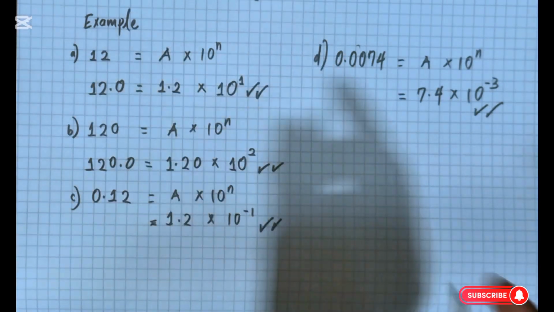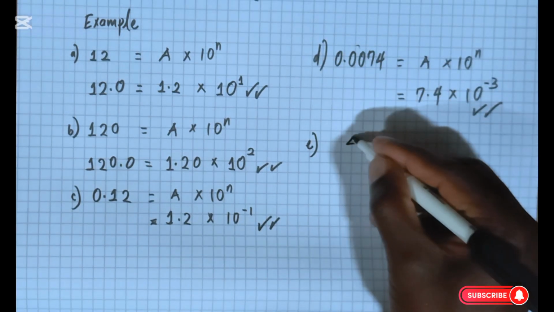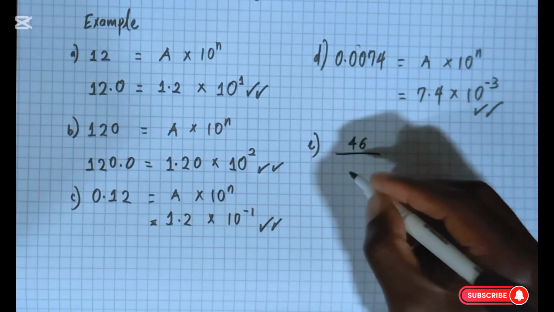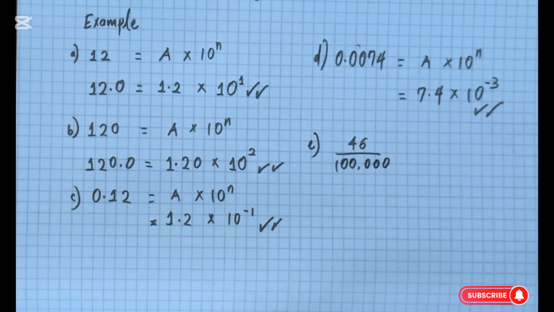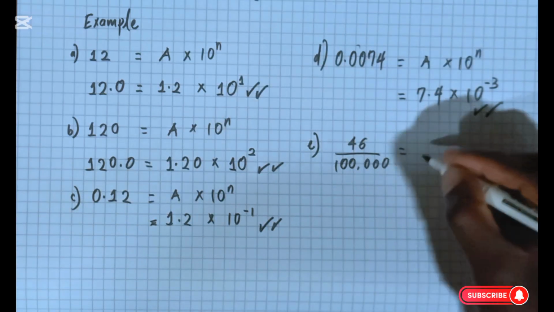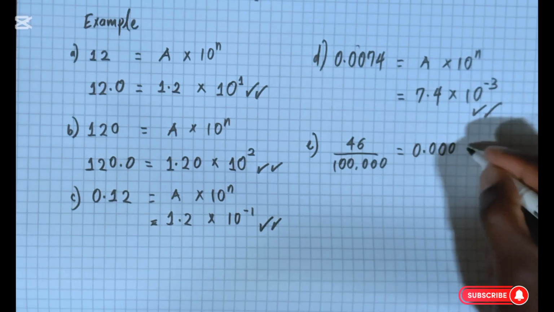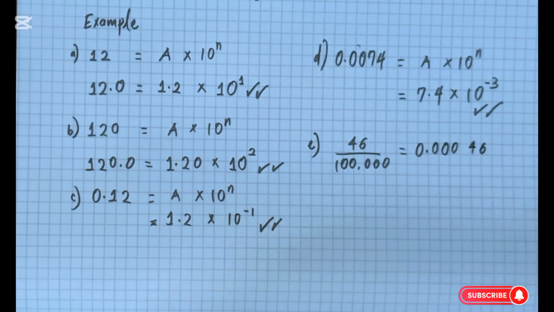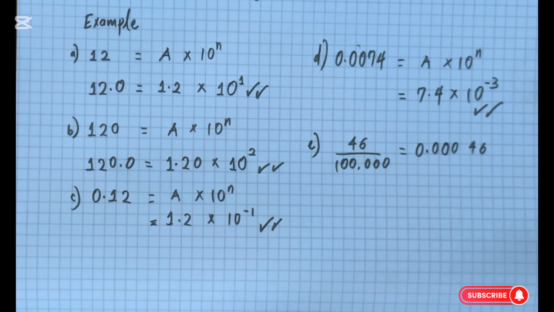But as a bonus point, why don't we look at a situation where you're given the number 46 over 100,000. So basically what this means is that before you write it in its standard form, you want to write it as a decimal. So that's going to be 0.00046. All right, so after you've written it in that particular format, then you can always go ahead and write it in its standard form simply.